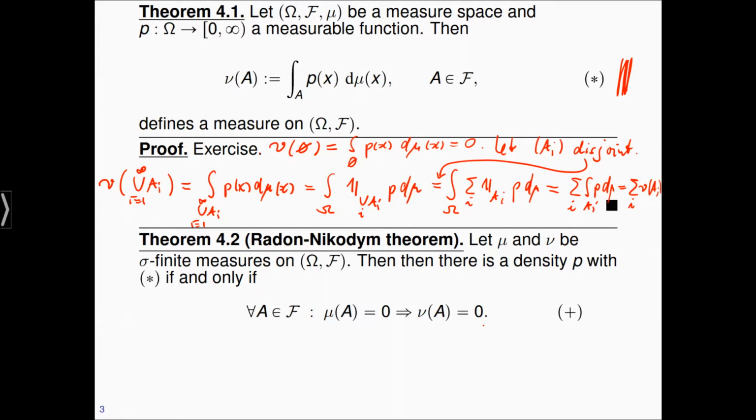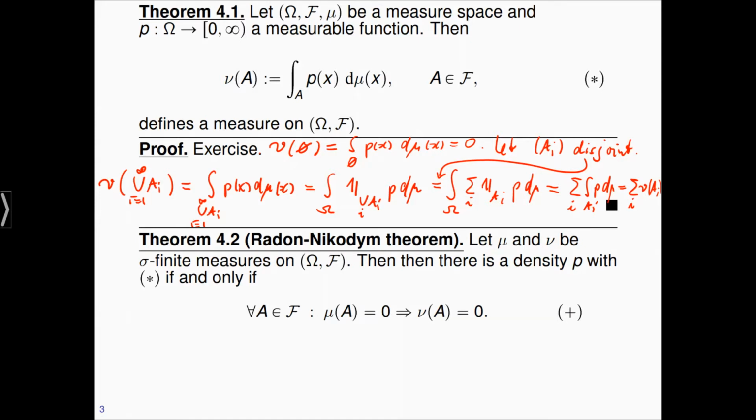Please note the difference to theorem 4.1. In 4.1, we are given a measure mu and a density p, and we define a measure nu. In the Radon-Nikodym theorem, we are given two measures, mu and nu, and they are in the relation star, so there is a density p, if and only if they satisfy this other property plus.